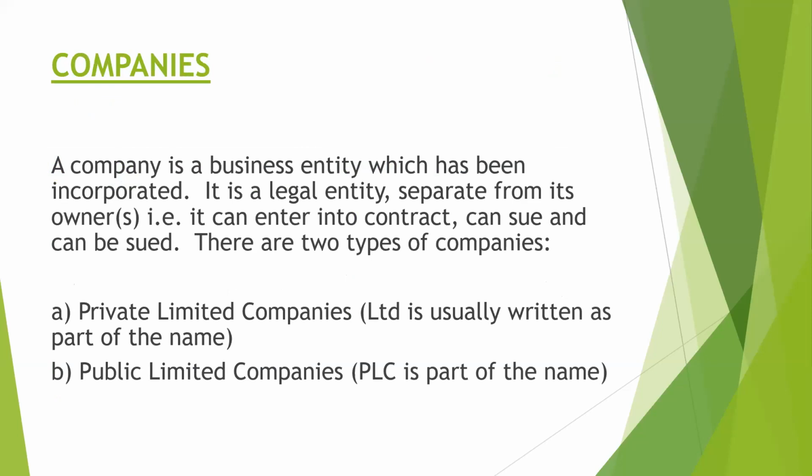So companies is our next type of business organization. We are almost through with the different business organizations. A company is a business entity which has been incorporated. It is a legal entity separate from its owners. That is, it can enter into a contract, it can sue, and can be sued. Now, that's a famous, familiar phrase that you will hear amongst businesses.